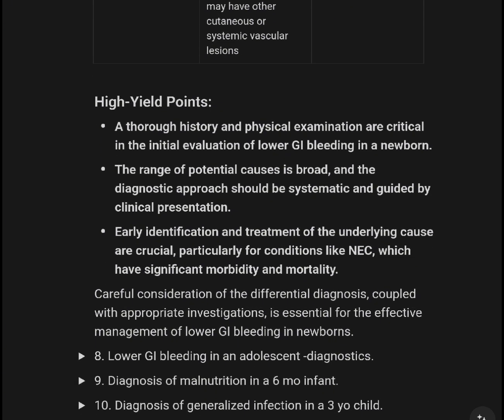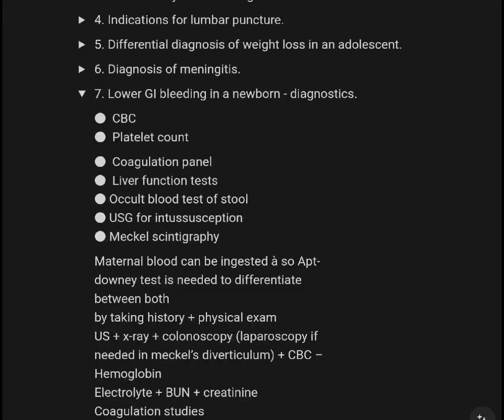High-yield points: thorough history and physical examination are critical in the initial evaluation of lower GI bleeding in a newborn. The range of potential causes is broad, and the diagnostic approach should be systematic and guided by clinical presentation. Early identification and treatment of the underlying cause are crucial, particularly for conditions like NEC, which have significant morbidity and mortality. Careful consideration of the differential diagnosis, coupled with appropriate investigations, is essential for effective management of lower GI bleeding in a newborn.